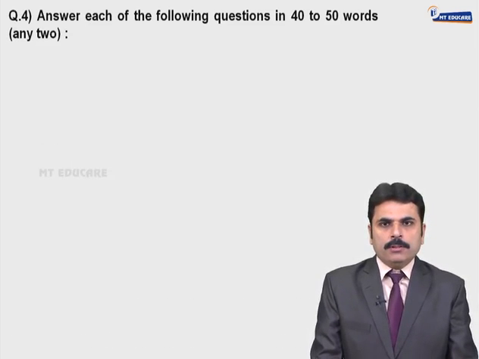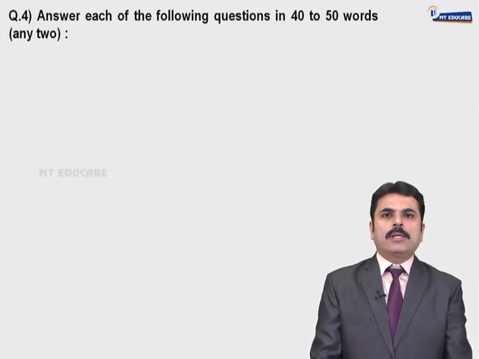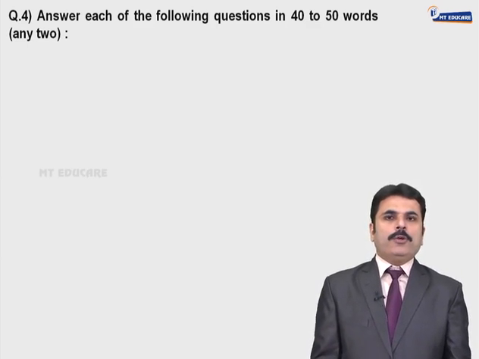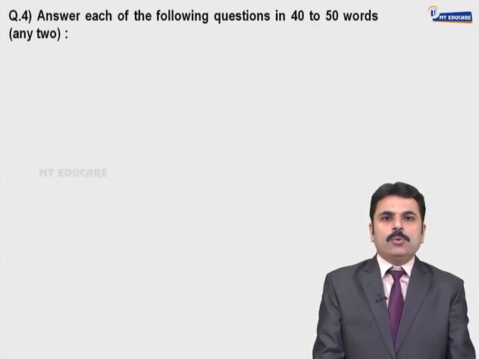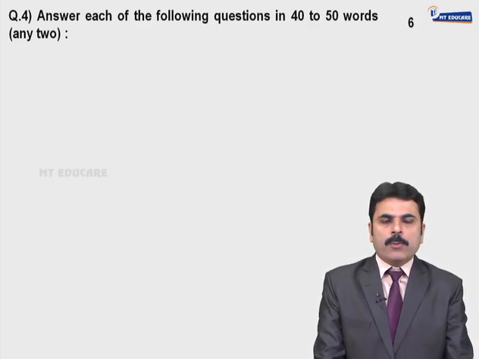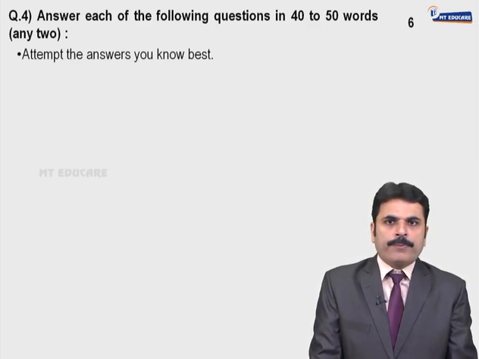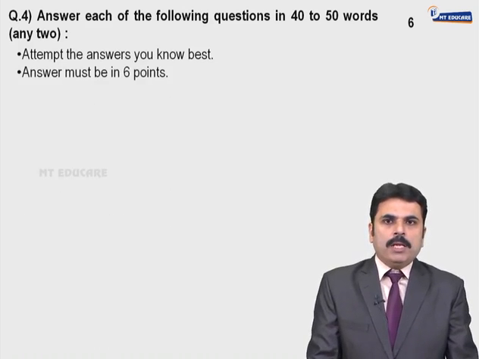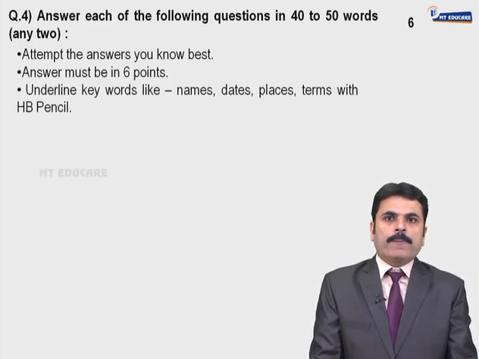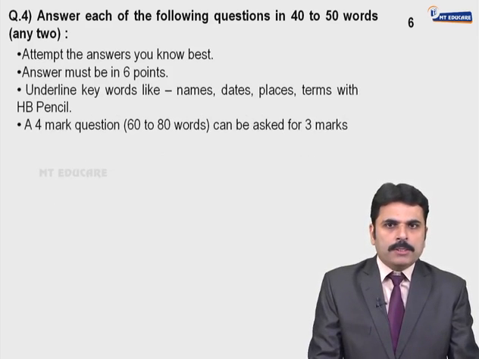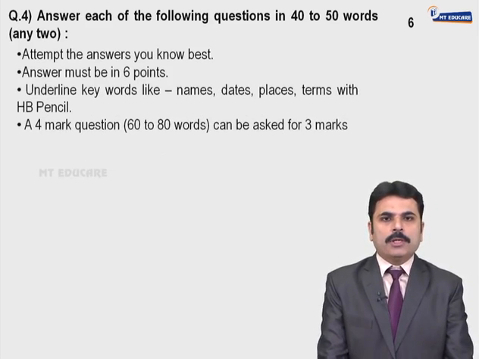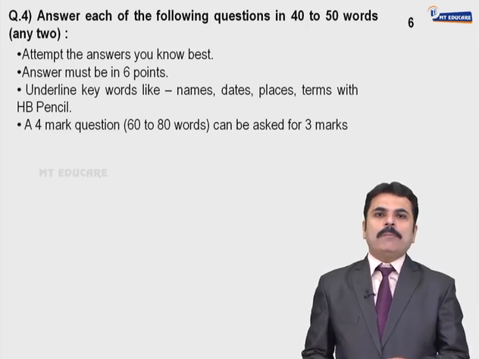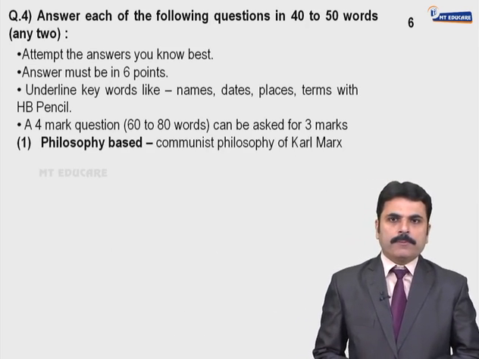The next question, question number 4: answer each of the following questions in 40 to 50 words. Attempt any 2 out of 3. This question carries 6 marks. You must attempt the answers you know best. Answers must be in 6 points only. Underline the keywords. A 4-mark question, that is 60 to 80 words, can be asked for 3 marks.